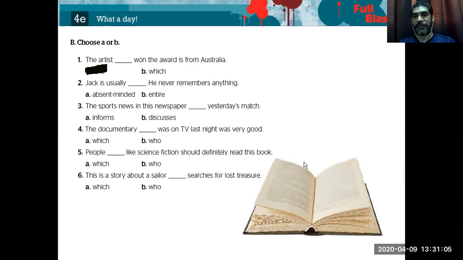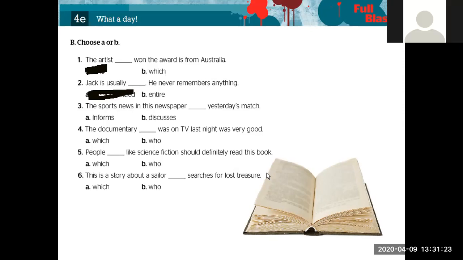Hamza, go in turn quickly, because we have only two minutes. Jack is usually... he never remembers... absent-minded. Absent-minded. He doesn't remember anything. Absent-minded. Number 3.